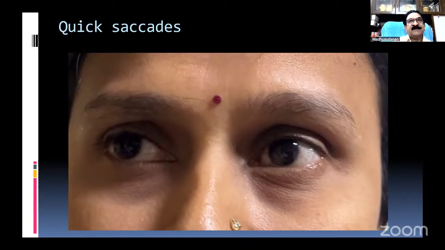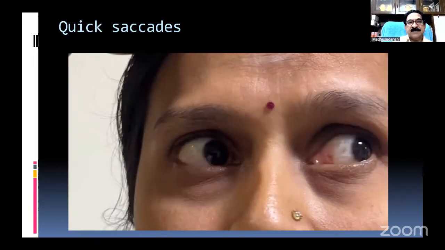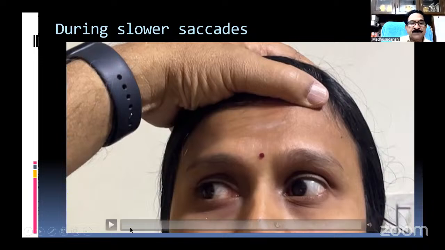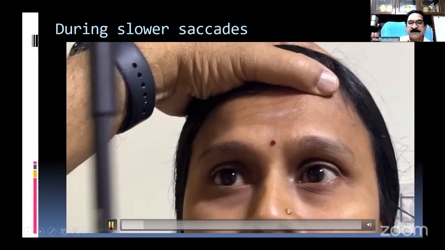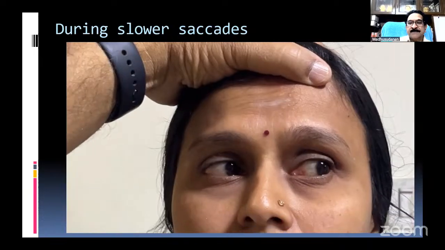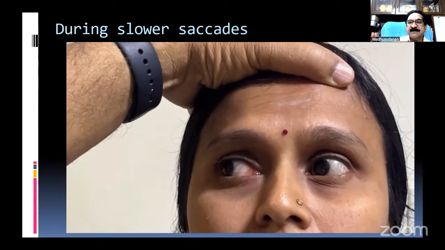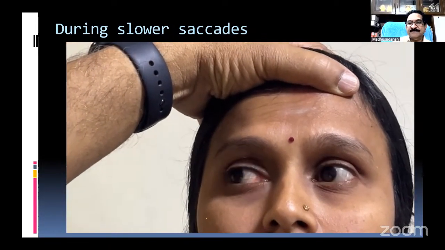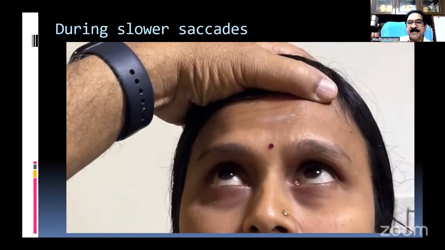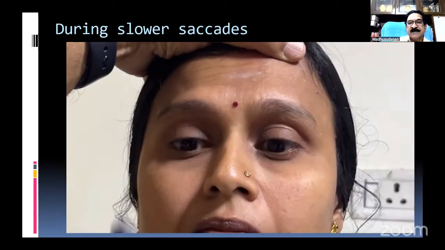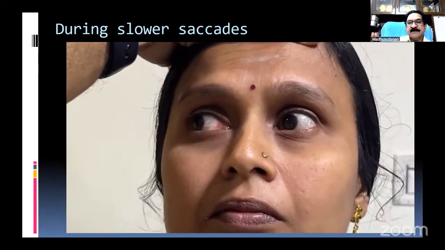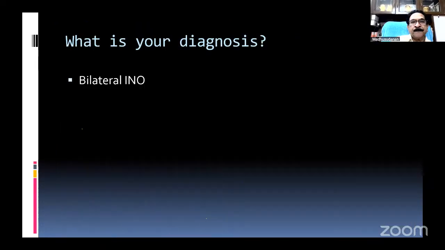It's actually bilateral INO. So suppose you're doing it slowly, with a slow saccade like that, again, you cannot make out that lag. When you do quick saccades, fast saccades, and fast saccade only means large amplitude saccade, you can make out the abnormality. So this is bilateral INO.